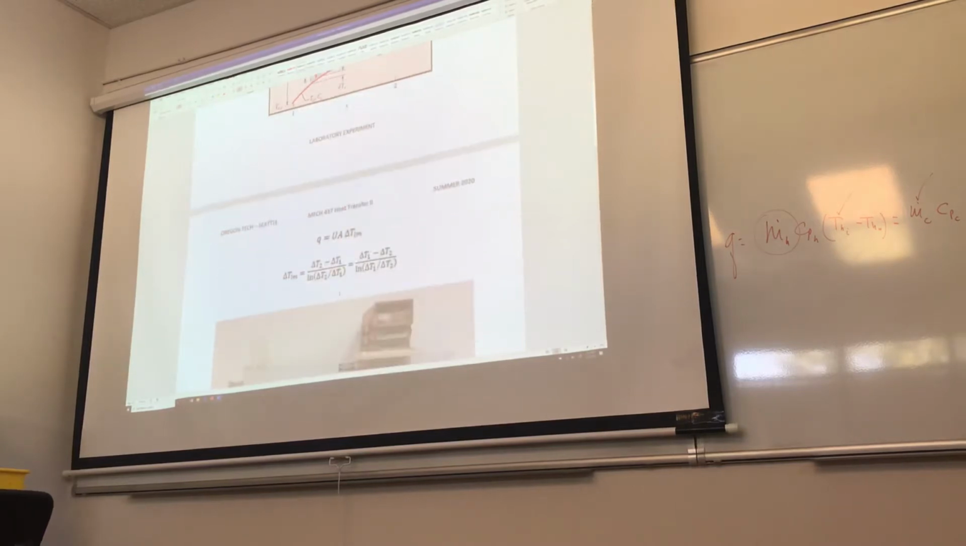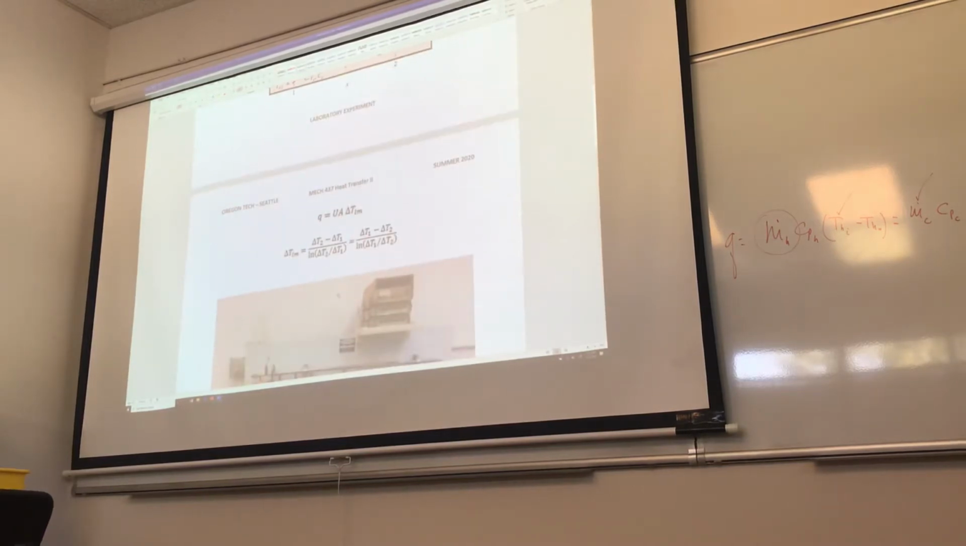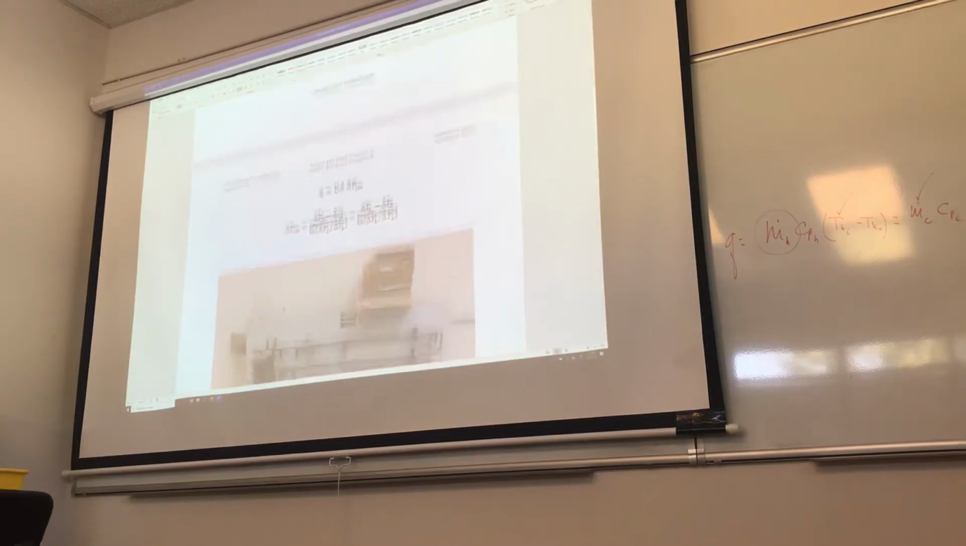And remember what U is a function of. Normally, it is a function of 5 resistances between the hot fluid and the cold fluid, which contain convective resistance, fouling, conduction, fouling, and then convective again. But as I said before, the 2 foulings are usually neglected, and the conduction through the solid wall separating the 2 fluids is neglected. So the only thing we have to worry about is really the h on the inside and the h on the outside. Okay?